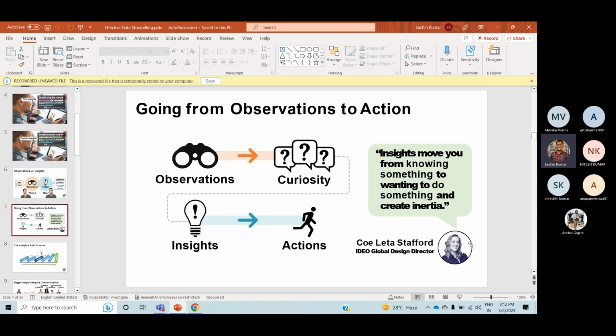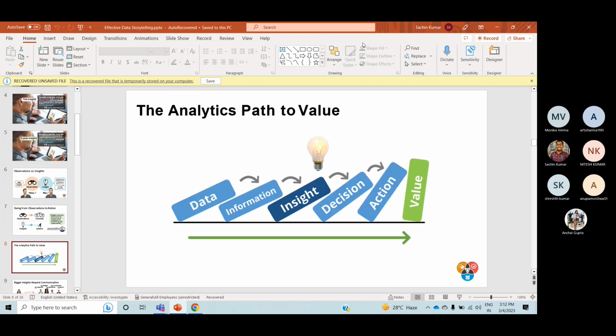There is a famous line by the IDEO global design director: insights move you from knowing something to wanting to do something and create inertia to move further in the domain. So that's why data storytelling is very important. And the next step is how analytics sparks value. Firstly, they get the data. Next, they get information, insight, decision, action, value. So all are part of the data field, and that is how analytics leads to value.